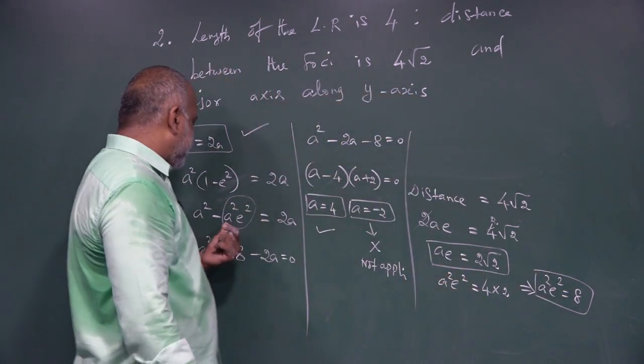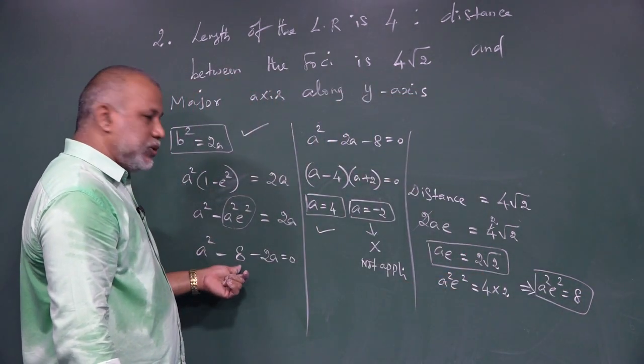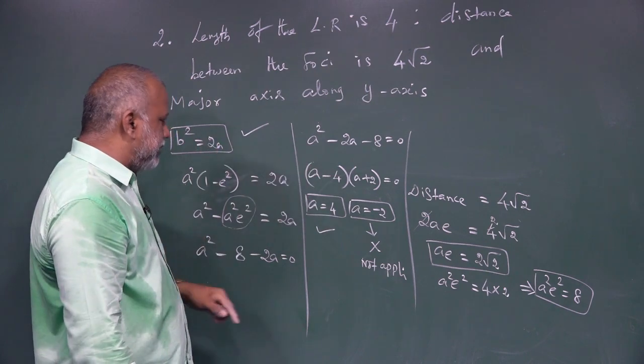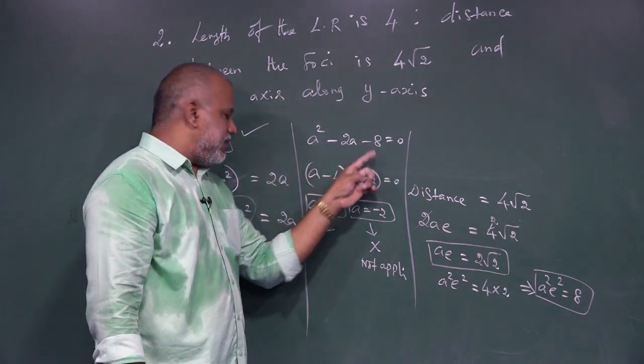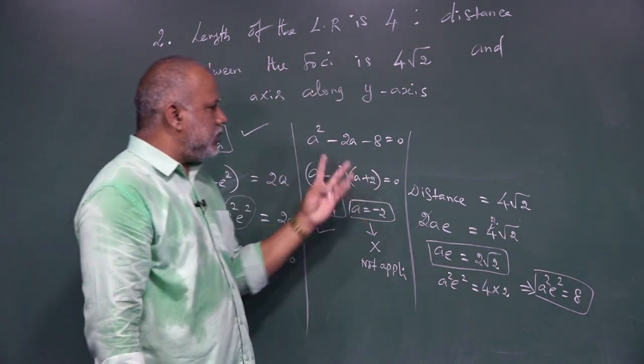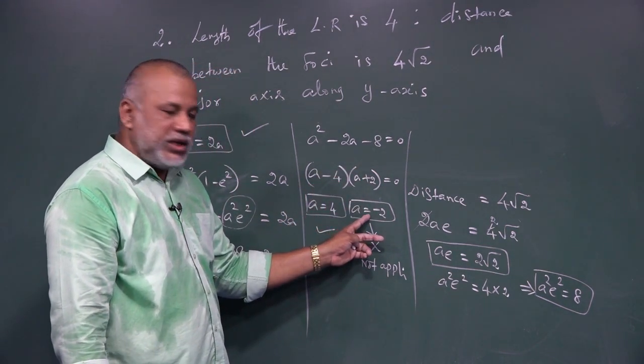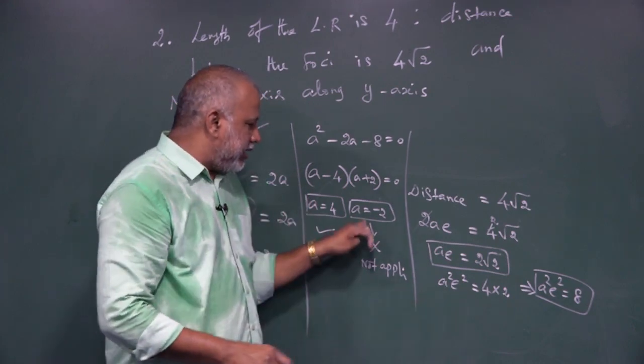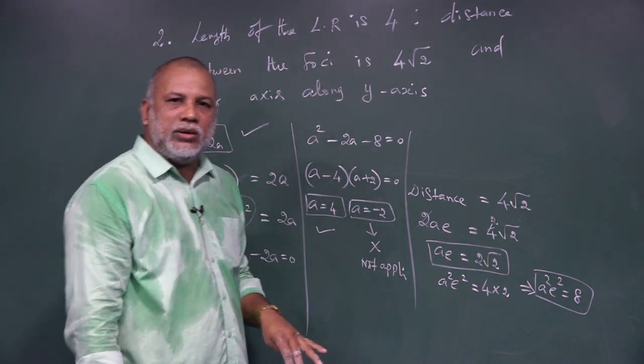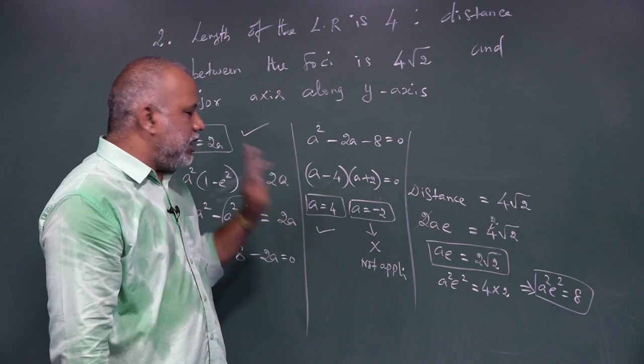Just substitute here. Instead of A squared E squared, substitute 8. Then convert to the same side. We get A squared minus 2A minus 8 equal to 0. Then factorize this one. A equal to 4, then A equal to minus 2. Here A is the distance. It cannot be negative. Therefore, A equal to minus 2 is not applicable. So A equal to 4.